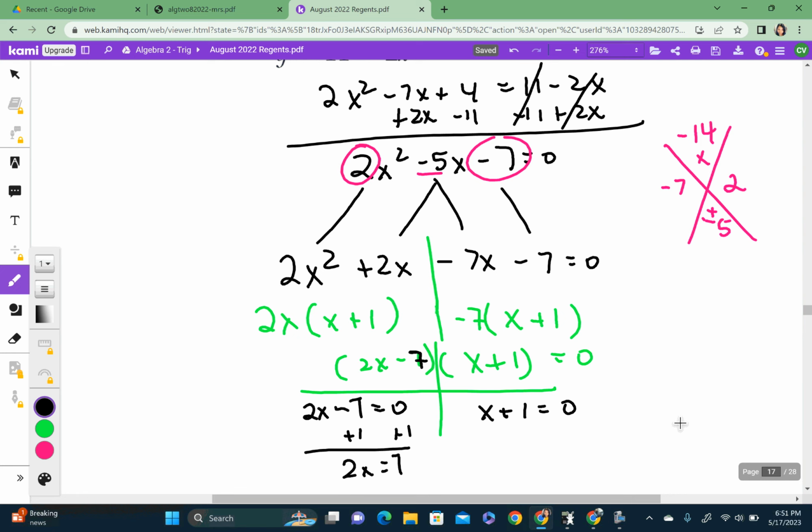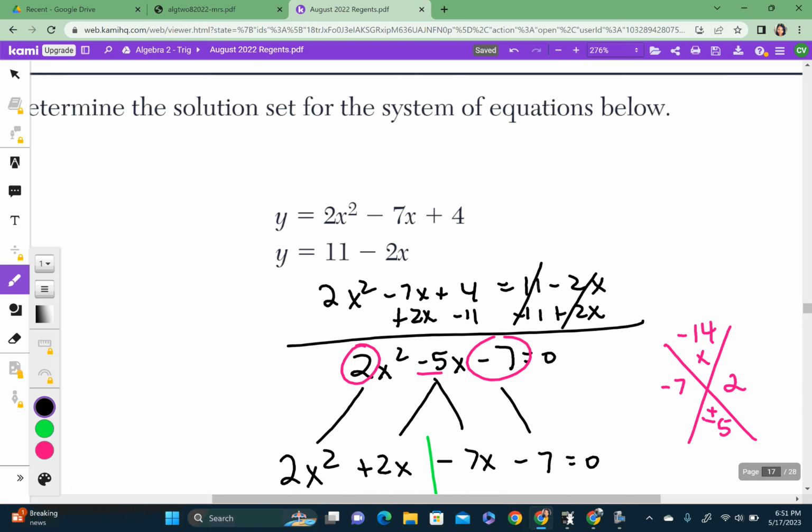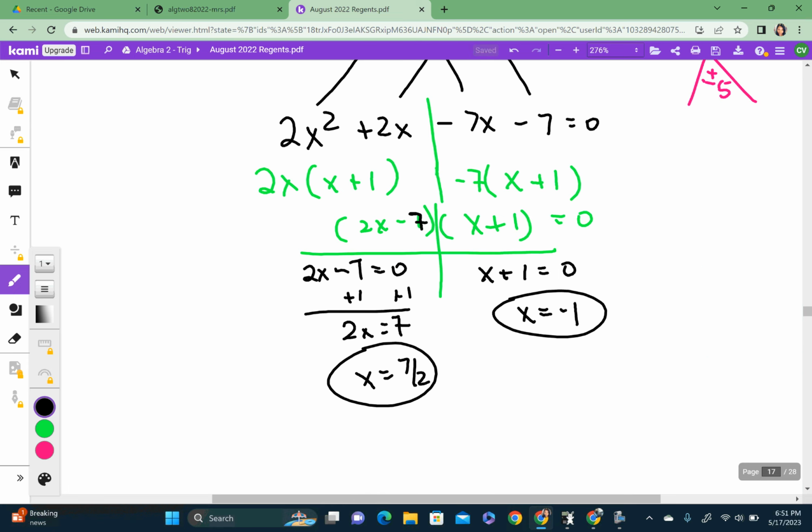So 2x equals 7, right? Divide both sides by 2, and I'm going to get x is equal to 7 over 2 is one of my answers. And over here, when I set this equal to 0, I get x equals -1. So I have 7 halves, and I have -1 for my x. Since it has x's and y's, I need to solve for the solution set.